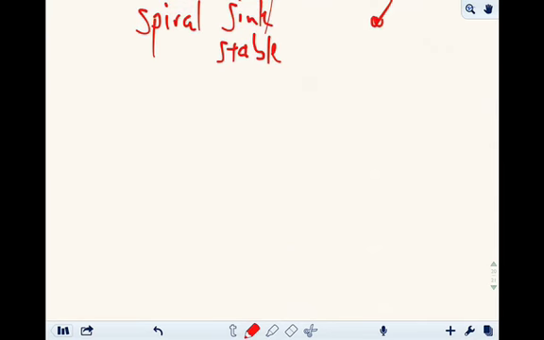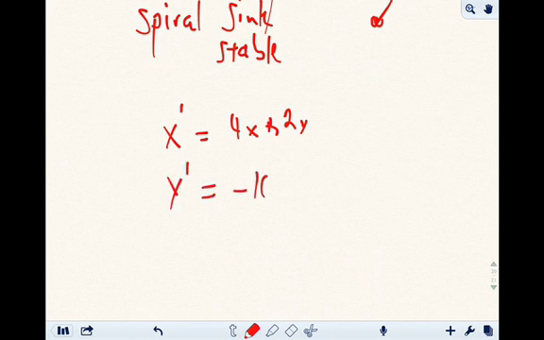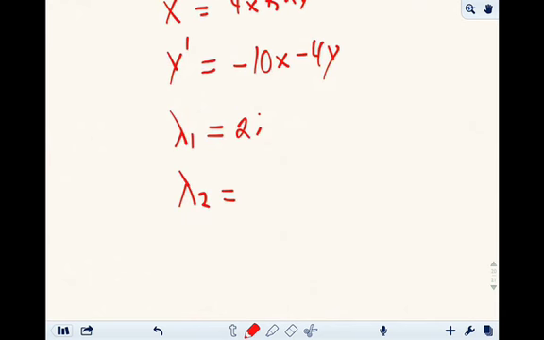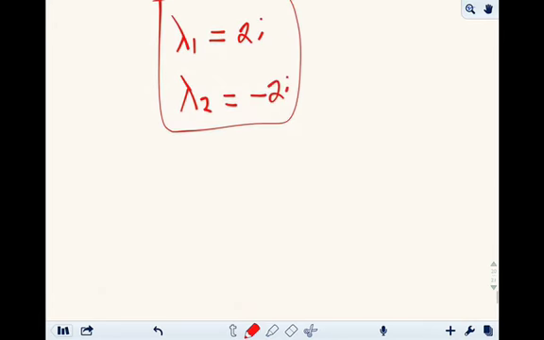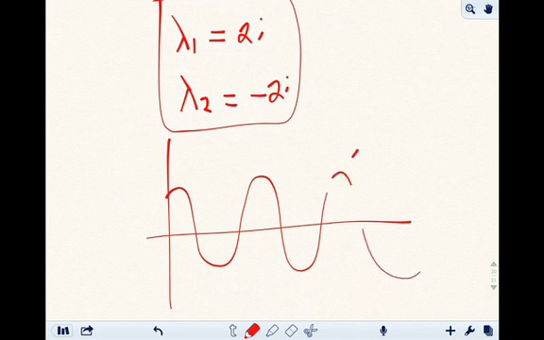What about purely imaginary eigenvalues? For example, x prime equals 4x plus 2y, and y prime equals negative 10x minus 4y. This has eigenvalues lambda 1 equals 2i, lambda 2 equals minus 2i. They're still complex conjugates because one is the negative of the other, but there is no real part. It's a purely imaginary solution, which means there's no exponential decay, meaning a solution will just simply oscillate and continue to oscillate. Maybe this is x of t, maybe y of t has a larger amplitude.